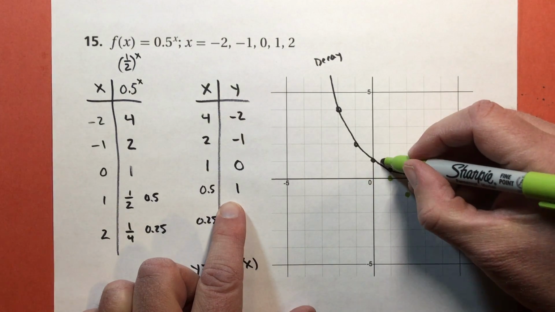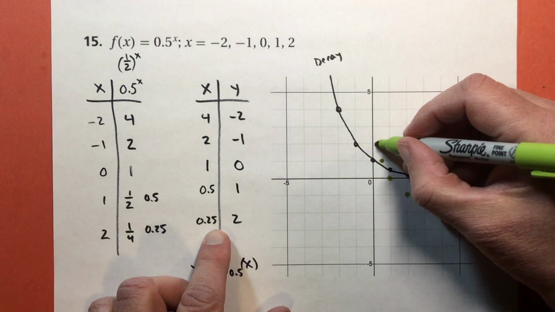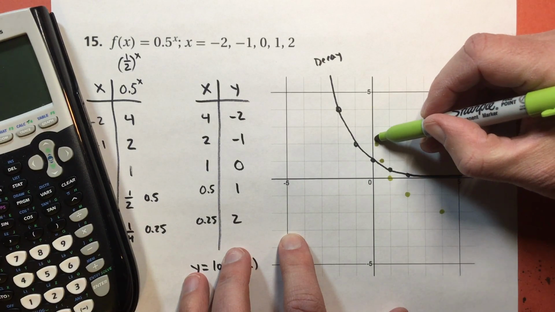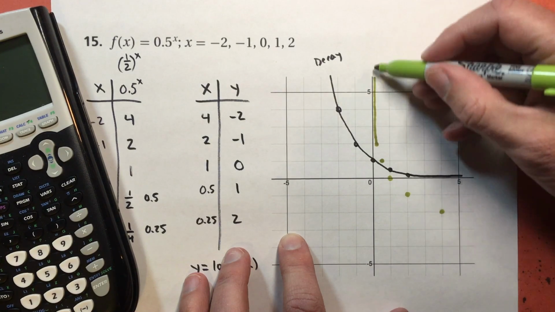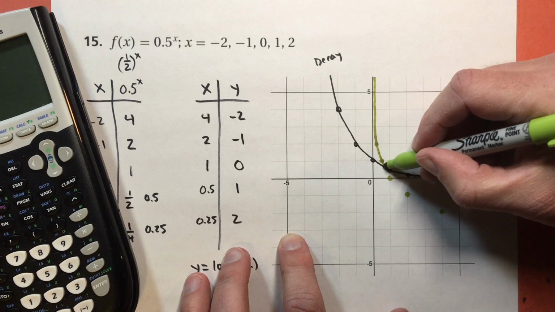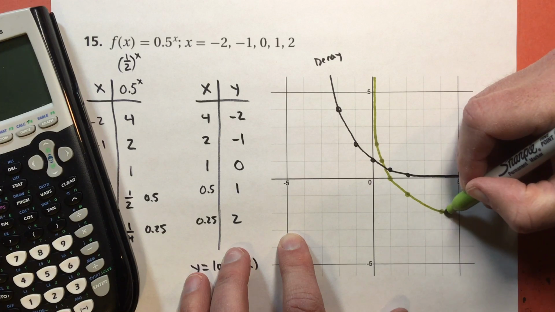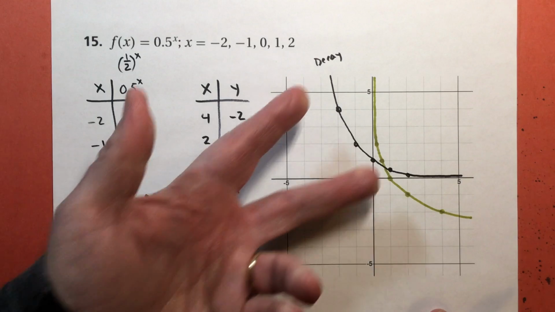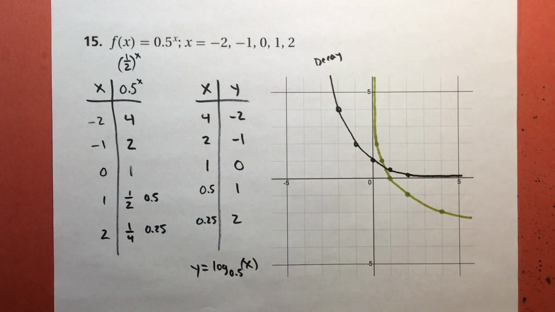(0.5, 1) is right here, and (0.25, 2) is right here. So I'll see if I can draw this. This does not touch the y-axis. It gets closer and closer but never touches it. You've seen us do this on Desmos before and it looks like it does, but if you zoom in, it does not. And then that goes like that. So what I have is a reflection. The graph I drew in black got reflected into the graph that I drew in green.